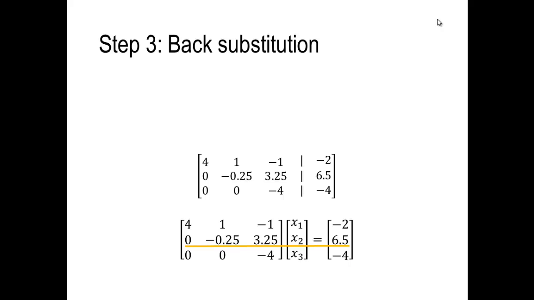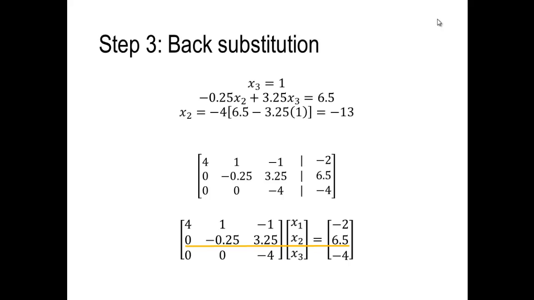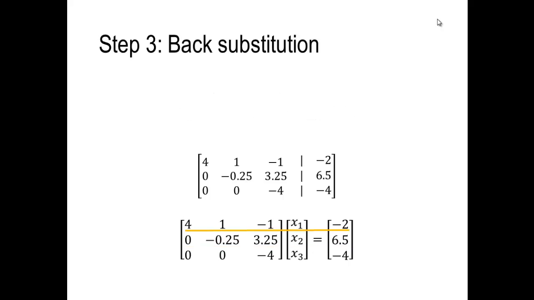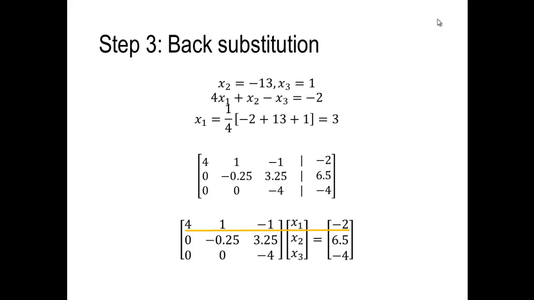The matrix math on this will work out to be -0.25 x2 plus 3.25 x3 equals 6.5. But we already know that x3 is equal to 1. So when we substitute that in, we end up with a value for x2 equaling -13. Well, what comes next? You guessed it. We'll go ahead and solve for x1. This equation has all three variables, but once again, we've solved for the two unknowns, x2 and x3. When we plug everything in and rearrange for x1, we find that x1 equals 3.